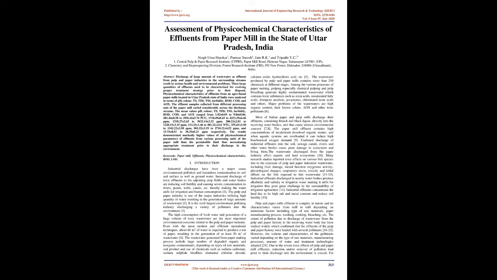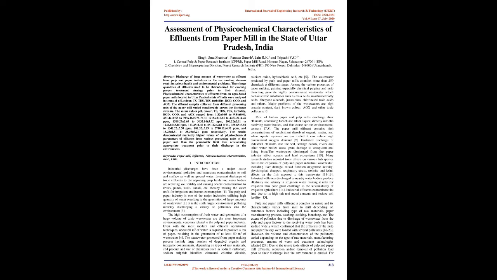113.23 ± 1.46 to 481.22 ± 2.61 NTU, 355.65 ± 3.50 to 1342.22 ± 3.50 ppm, 881.52 ± 3.19 to 2710.12 ± 4.52 ppm, and 15.75 ± 0.51 to 38.35 ± 0.21 ppm respectively. The results demonstrated markedly higher values of all physicochemical parameters of effluents from various processing units of the paper mill than the permissible limit, thus necessitating appropriate treatment prior to their discharge in the environment. Keywords: paper mill, effluents, physicochemical characteristics, BOD, COD.